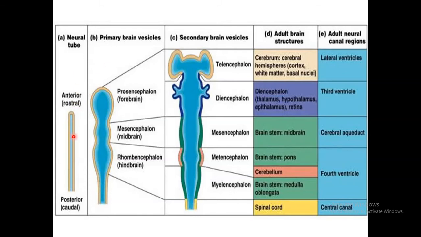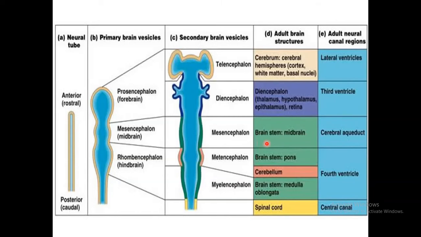In this diagram, this is the neural tube. These are the primary brain vesicles: prosencephalon, mesencephalon, and rhombencephalon. What are the derivatives of the prosencephalon? Telencephalon and diencephalon. The mesencephalon remains mesencephalon throughout, which gives rise to the midbrain, and the rhombencephalon is divided into metencephalon and myelencephalon. There is an isthmus between the metencephalon and myelencephalon. So the telencephalon gives rise to the cerebral hemispheres, while the diencephalon gives rise to the thalamus and hypothalamus.